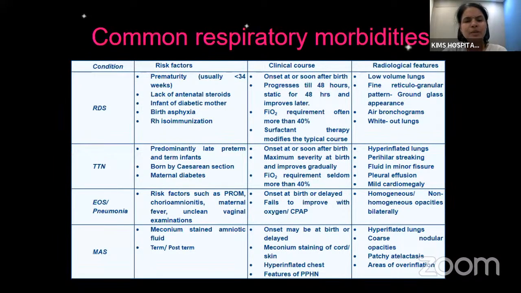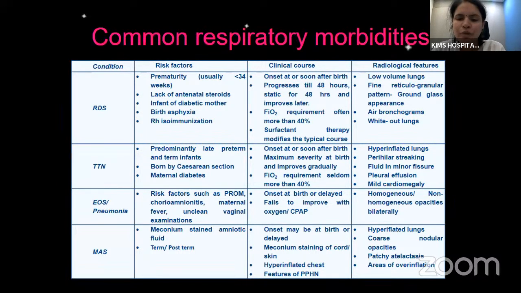RDS begins with respiratory distress, which may start soon or right at birth or just after birth, and can progressively worsen until around 48 hours of age, when the endogenous surfactant production will generally set in, and then starts becoming static and begins to improve later.